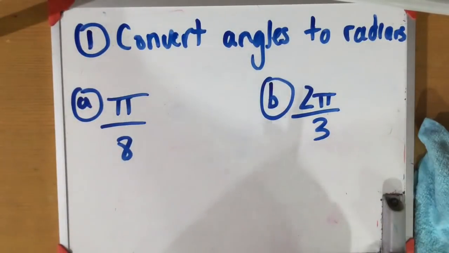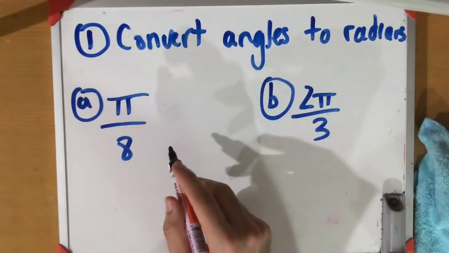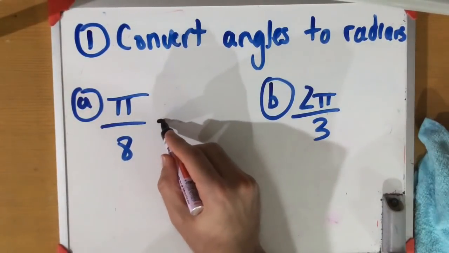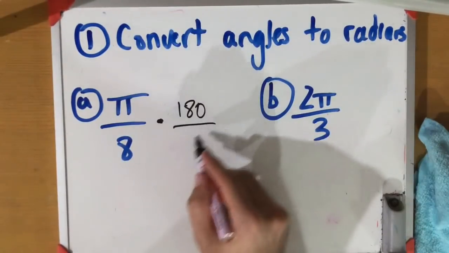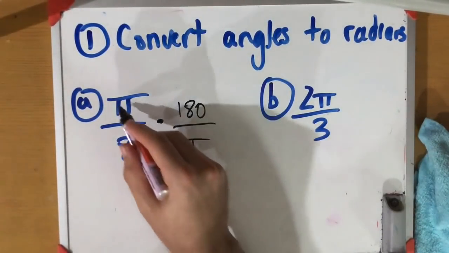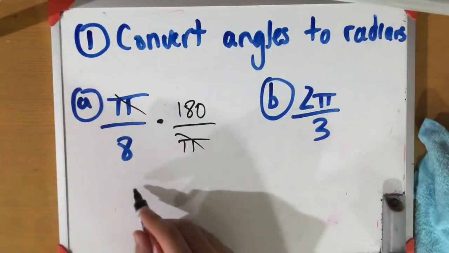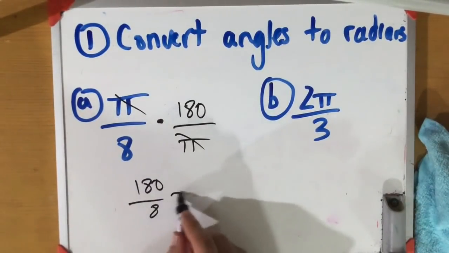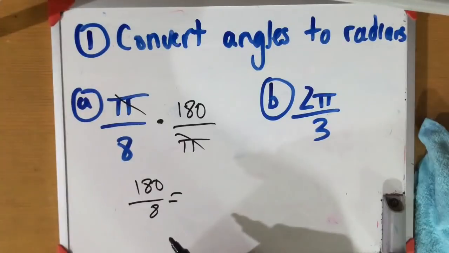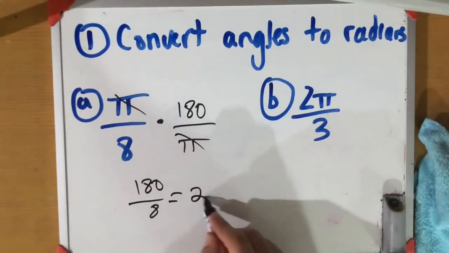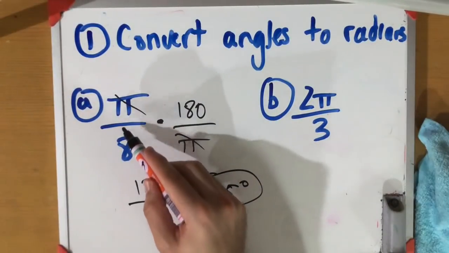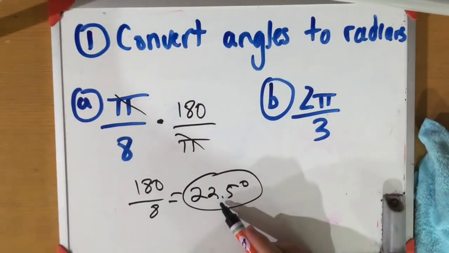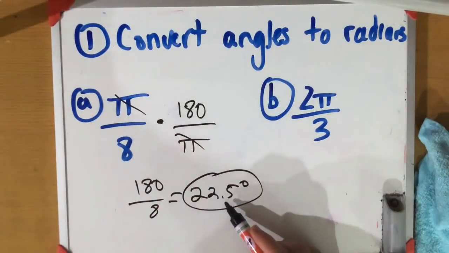I'm just going to do A and B for this problem. To convert angles to degrees, all we're going to do is multiply by 180 over pi. At this point, the pi's will cancel out. We have 180 over 8, which simplifies to 22.5 degrees. So pi over 8 is equivalent to 22.5 degrees. This is in radians, this is in degrees.